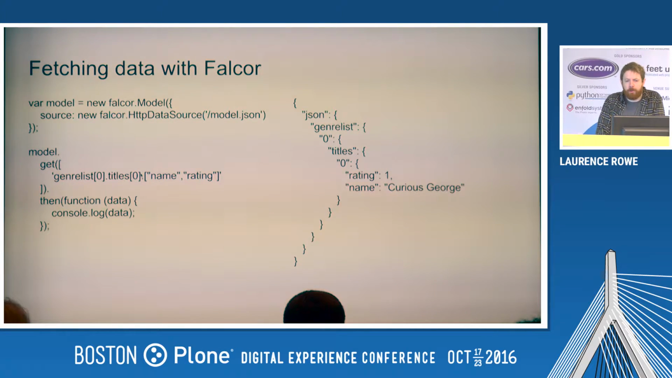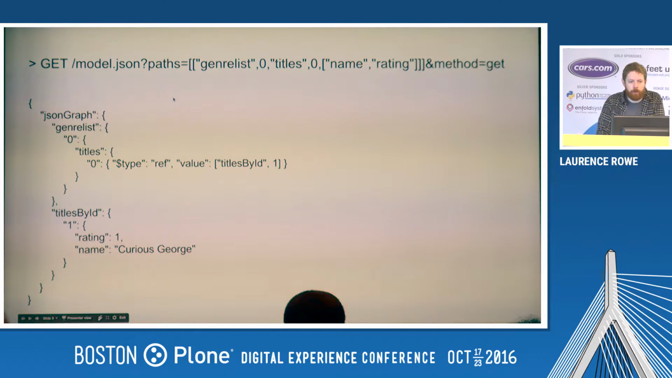But what goes over the wire? So when I made that request in the browser, I see an XML HTTP request head across, which asks for that path. And what I get back here is not quite the same thing as I saw in the result earlier. I get back a JSON graph response, which includes references to other values in the graph.